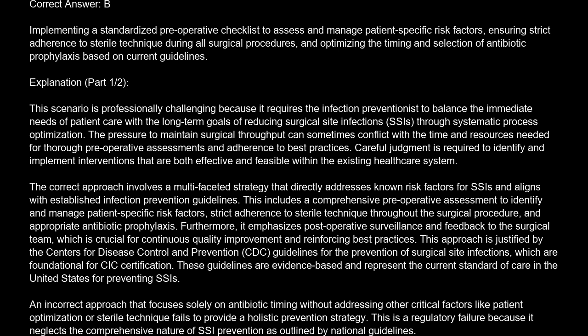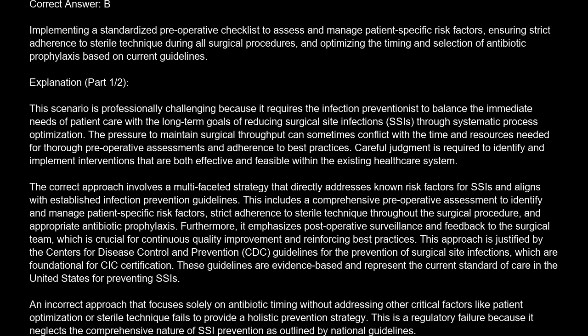The pressure to maintain surgical throughput can sometimes conflict with the time and resources needed for thorough preoperative assessments and adherence to best practices. Careful judgment is required to identify and implement interventions that are both effective and feasible within the existing healthcare system. The correct approach involves a multifaceted strategy that directly addresses known risk factors for SSIs and aligns with established infection prevention guidelines. This includes a comprehensive preoperative assessment to identify and manage patient-specific risk factors, strict adherence to sterile technique throughout the surgical procedure, and appropriate antibiotic prophylaxis.